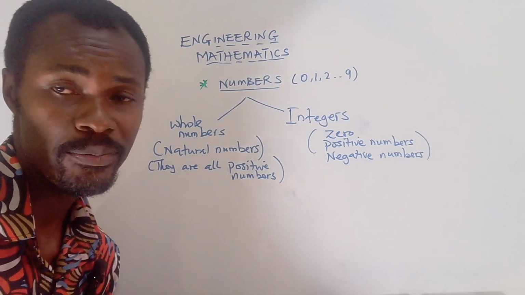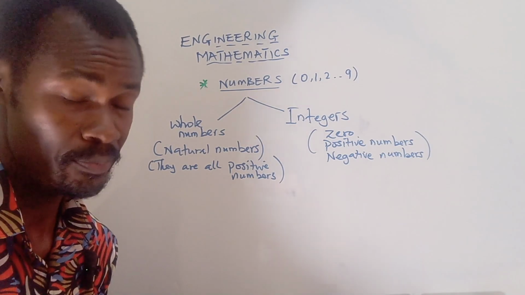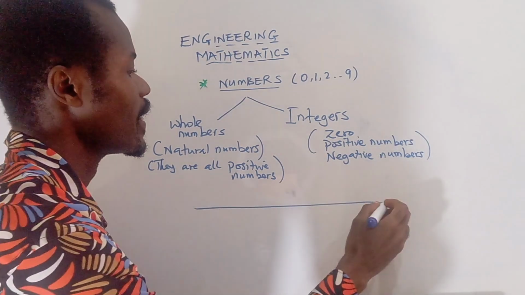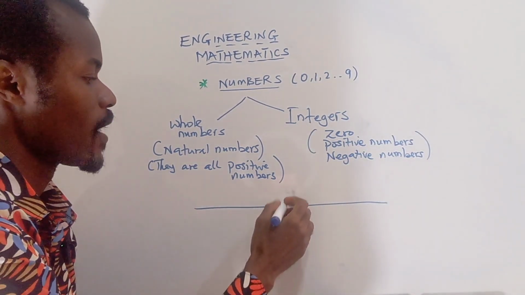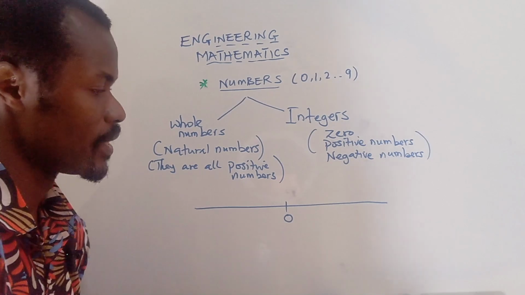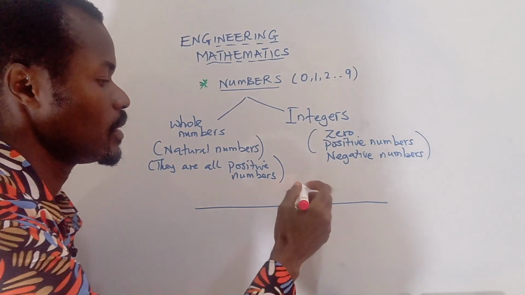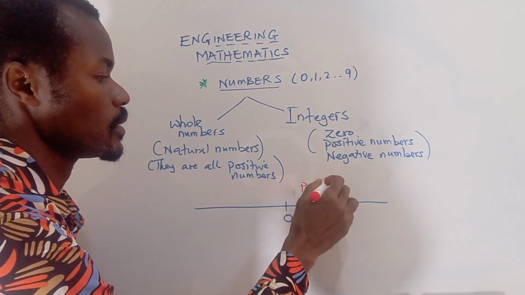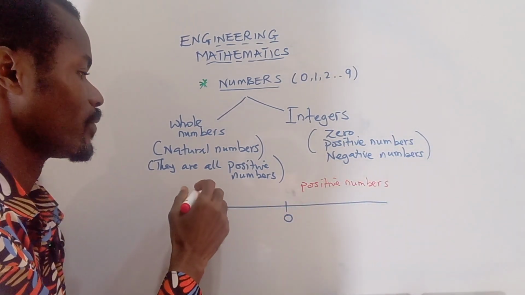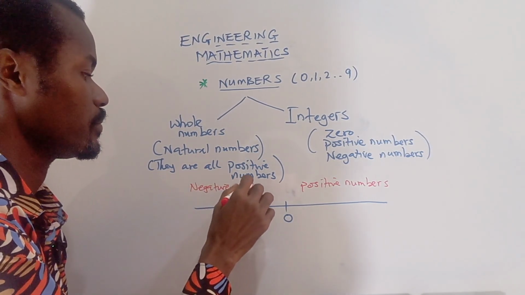And most times we can represent whole numbers or natural numbers as points on a line. So for instance, I'm going to draw a line. Now you have to put a point, which will always start at 0. To the right, you are going to put the positive numbers. And to the left, we have negative numbers.